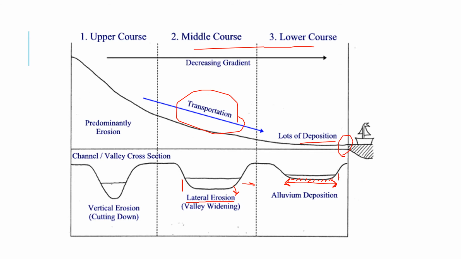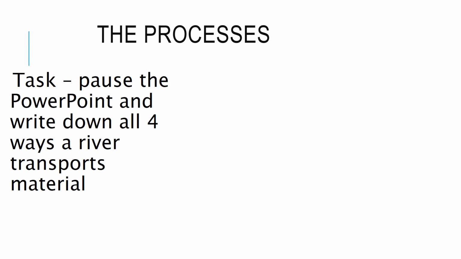So we're just talking about the mouth here, right? To be absolutely clear about that, this is just happening right as a river is about to enter the sea. Now, as a quick recap for the processes, last week we were looking at transportation, so I'd like you to pause the video and write down all of the 4 ways in which a river transports material. Naming them is good, explaining them is even better.